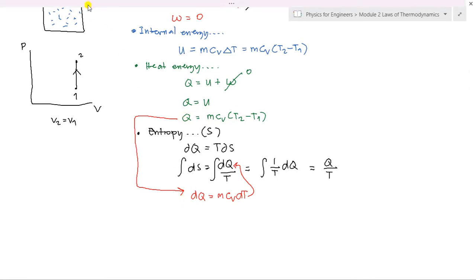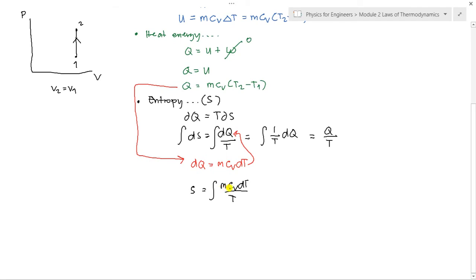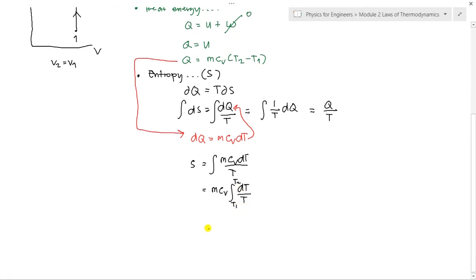Therefore, substituting to our equation, that would be s na lang ni, kay gi-integrate mo na to. S is equals to the integral of mcv dt all over t. So since the m here and the cv are constant, so extract that one inside the integral. So we have mcv integral of dt over t. That is from temperature 1 hanggang temperature 2.